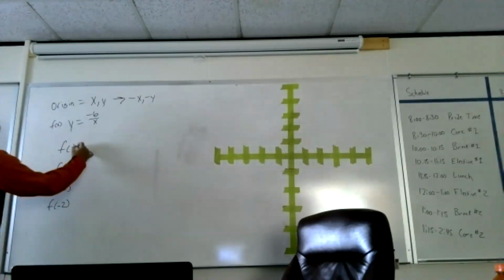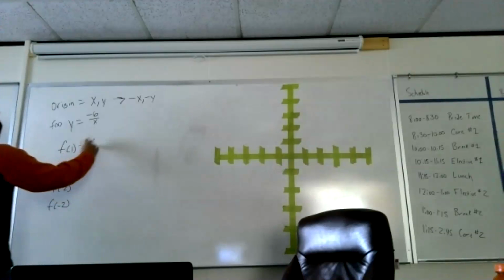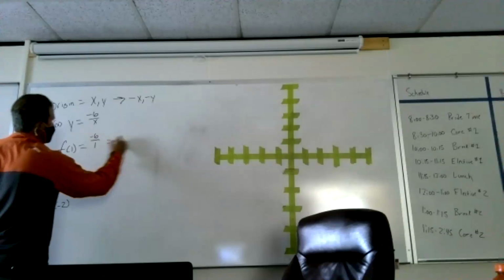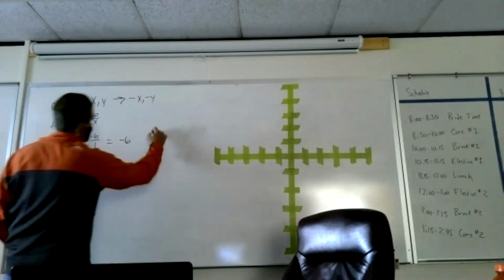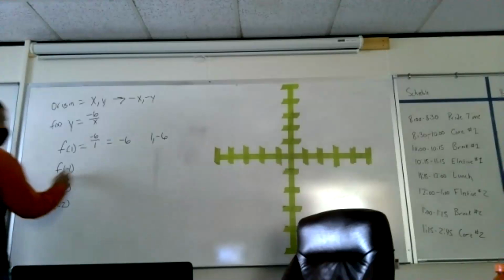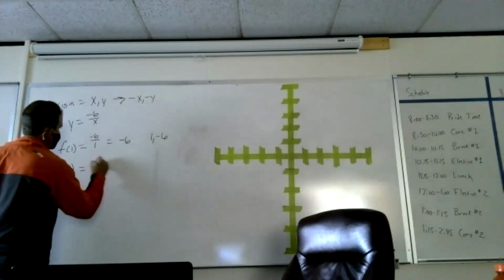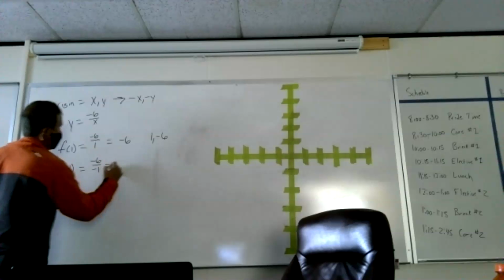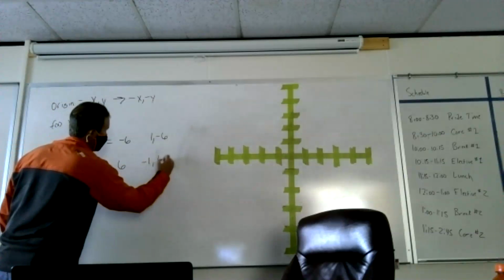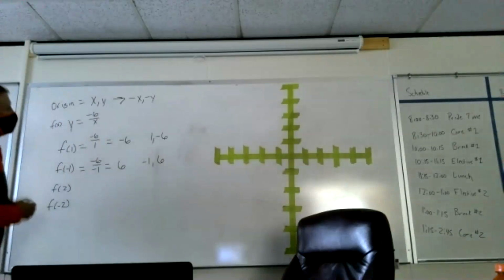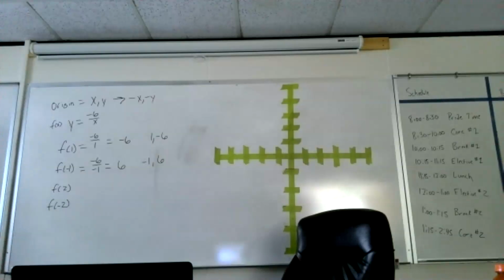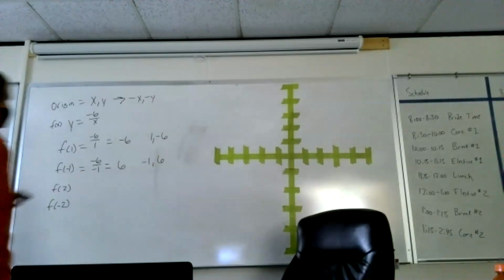Okay, so f of 1 is equal to negative 6 over 1, which is equal to negative 6. So the ordered pair would be 1, negative 6. F of negative 1 would be equal to negative 6 divided by negative 1, which would be 6, or negative 1, 6. And if you're looking, this shows point symmetry about the origin just with these two given points.